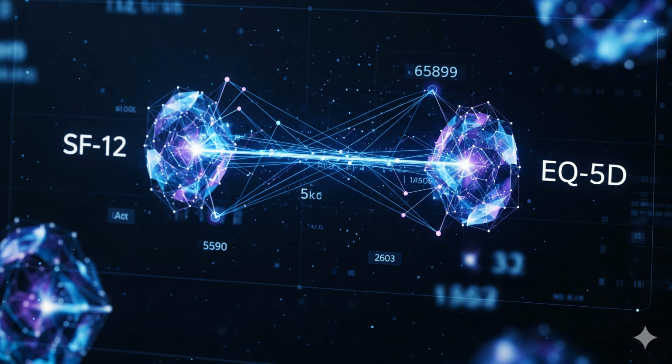But the EQ-5D scores have this odd shape. A huge pile of people score 1, perfect health, then a long tail stretching down towards poorer health. OLS assumes things are more normally distributed, like a nice symmetrical bell curve. Right, so it struggles with that ceiling effect you mentioned, where lots of people hit the maximum score. Exactly. OLS isn't really built for that kind of distribution.